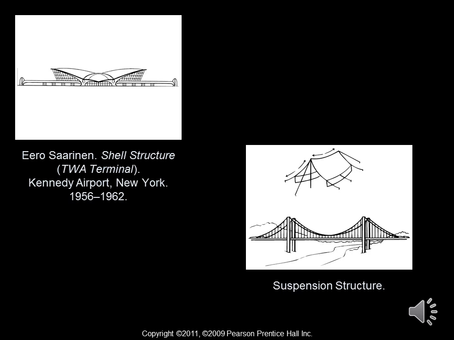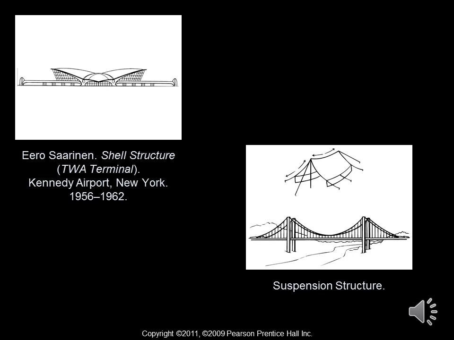The invention of the shell structure and the suspension structure allowed architects and engineers to design and build larger and more expansive structures that also could defy gravity somehow with their shapes, as we see in the upper left-hand corner with a shell structure designed for the TWA terminal at the JFK airport in New York. It was built between 1956 and 1962.